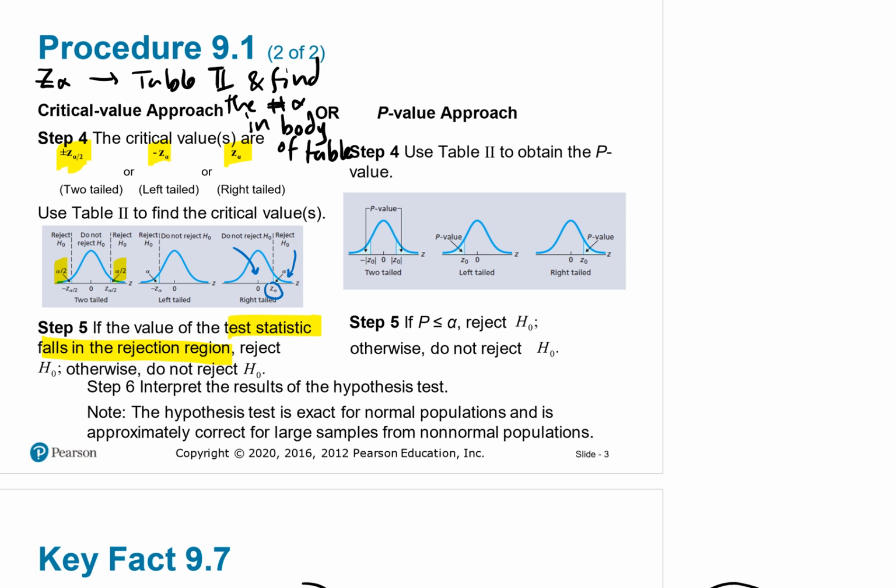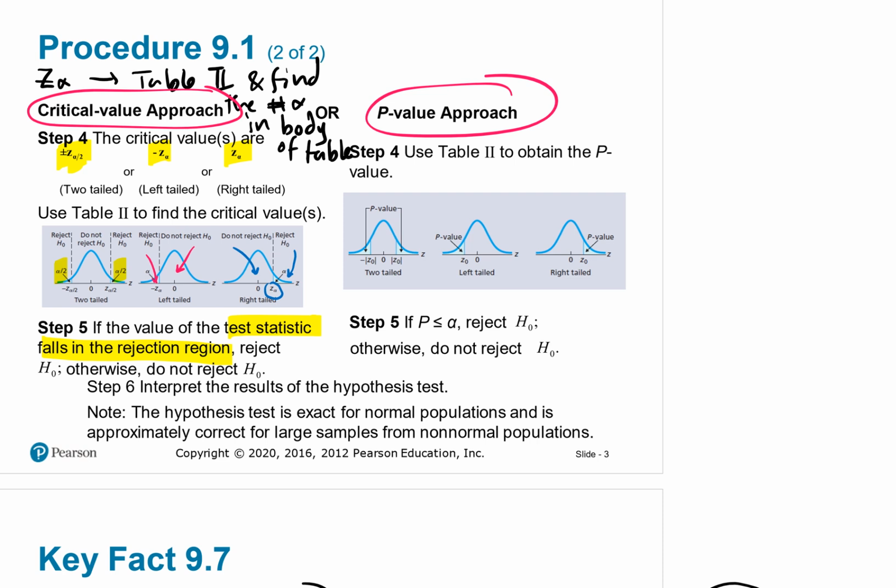Same thing works for the other ones. If it falls in here, that's the rejection region. We reject the null hypothesis. If z sub 0 falls in here, we do not reject the null hypothesis. Same thing with the one on the left side. That's the first procedure, or the first test that we can use, the critical value approach.